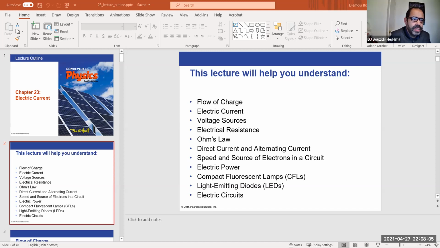And we're going to talk about different kinds of lamps, LEDs, CFLs, and so on and so forth. And then we're going to talk about how the wires are connected in your household. There are two types of configurations possible. There is a series, one after the other.